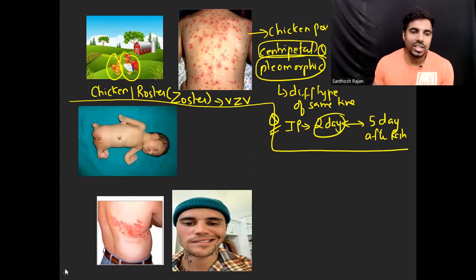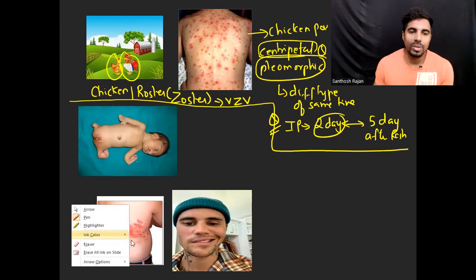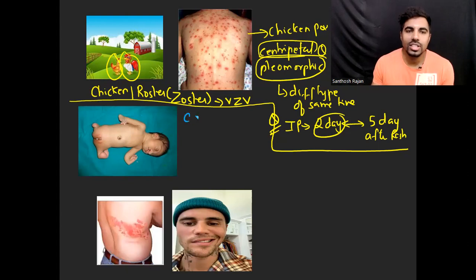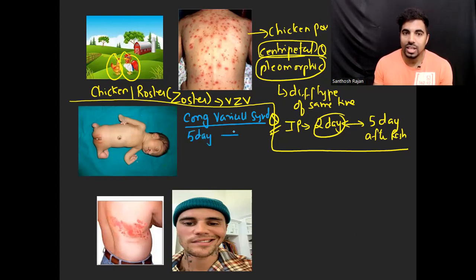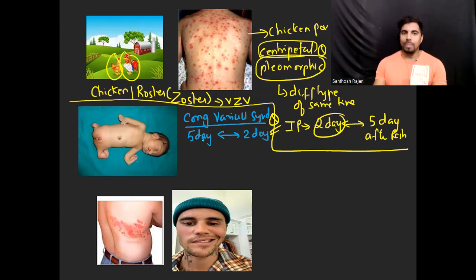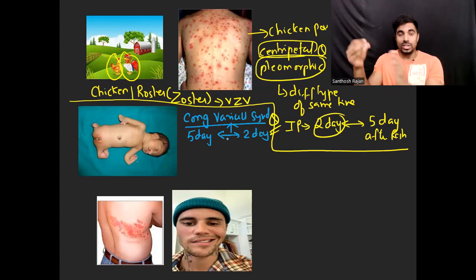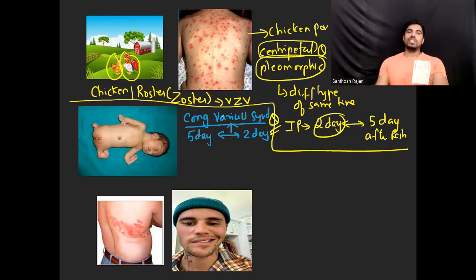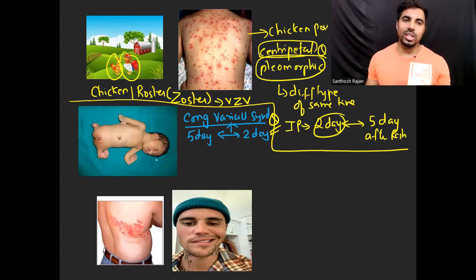Now the next one is congenital varicella syndrome. If you remember, it's a pediatric question, but I'm bringing it because it's micro also. This is when the mother gets infected 5 days before delivery or 2 days after delivery. It's the opposite of the infective period, where it is 2 before and 5 after. In this time, the baby can have congenital varicella syndrome.